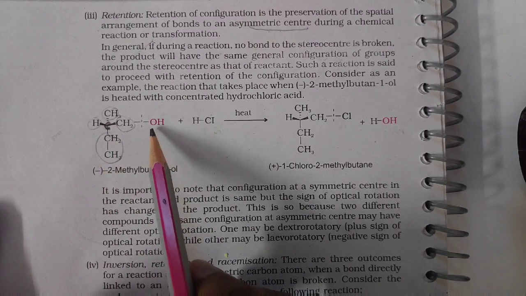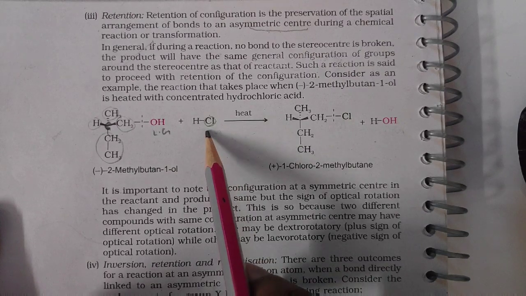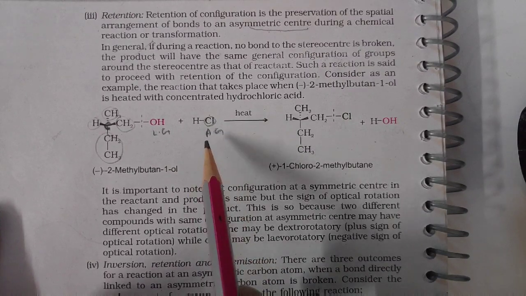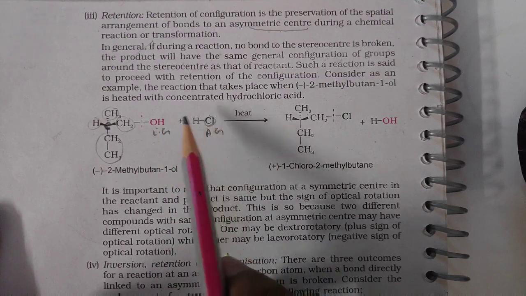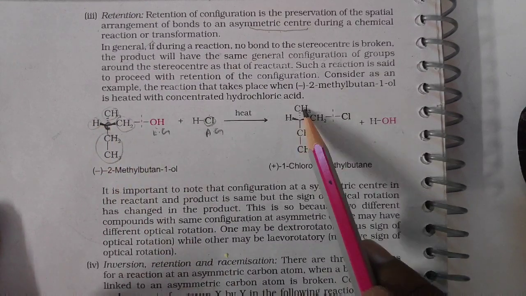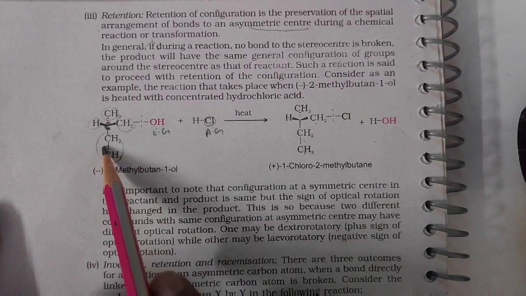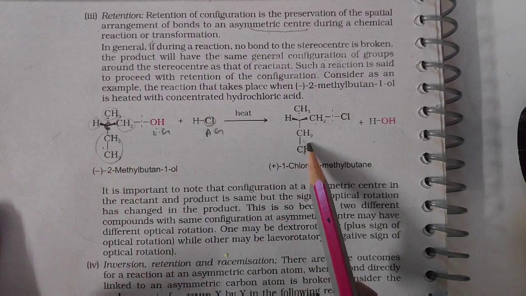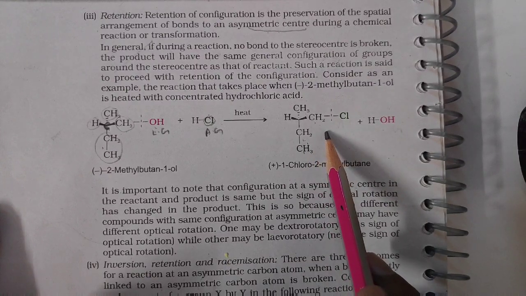So here this is the leaving group, this is the attacking group. What happens when the leaving group is removed from here, an attacking group gets substituted here, but you will see there is no change in the configuration. Everywhere you will see the substituents are the same before reacting and after reacting. That's why it is called retention of configuration.